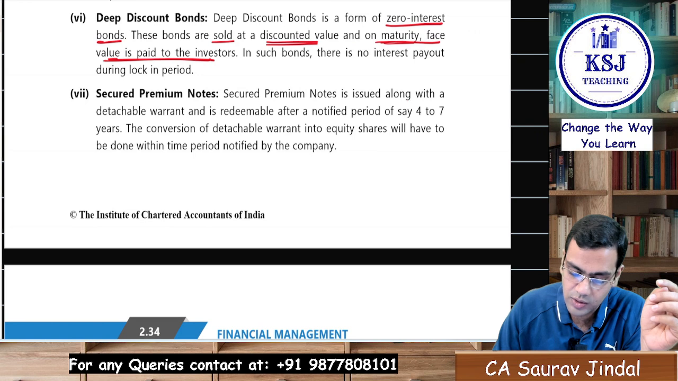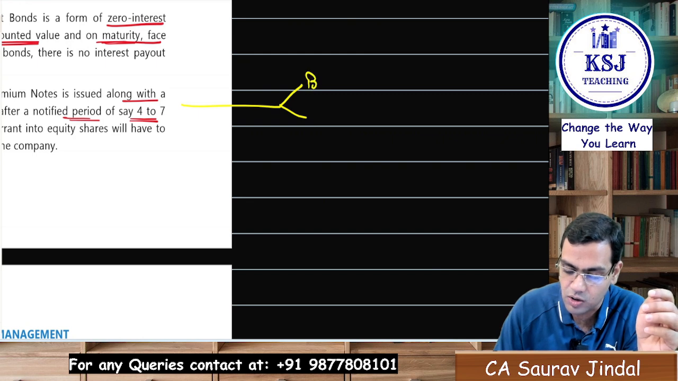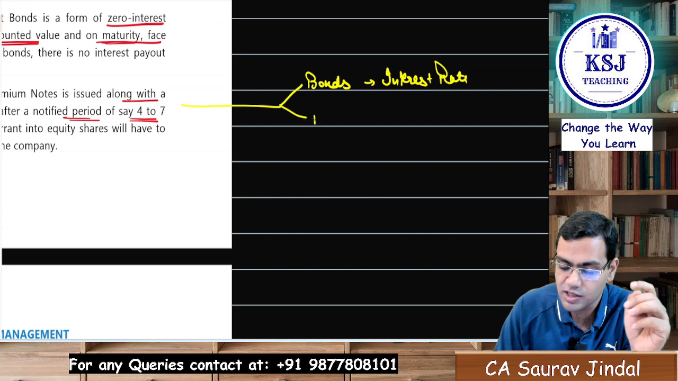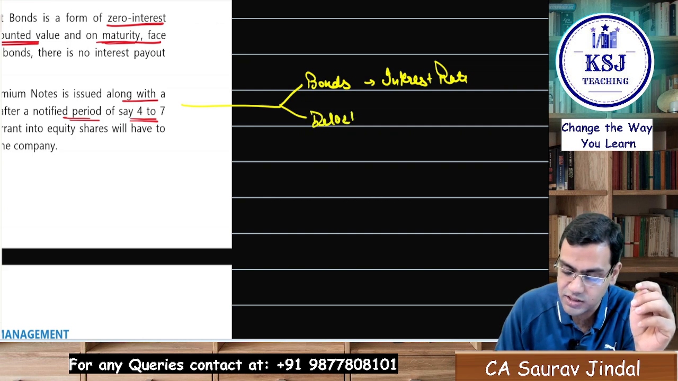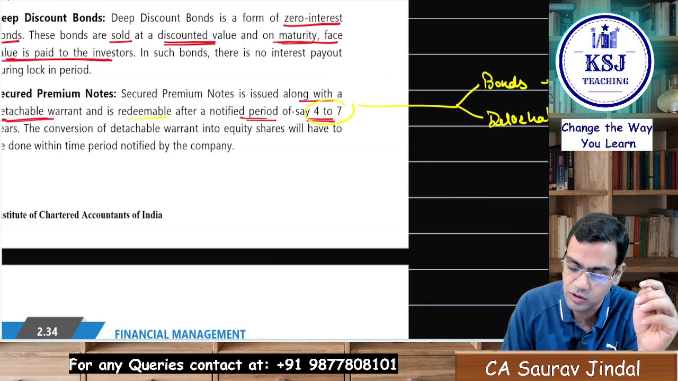They are issued along with the detachable warrant and are redeemable after a notified period of, say, 4 to 7 years. These secured premium notes have two things. One, they are in the nature of bonds, carrying a fixed interest rate. Second, they have a detachable warrant. What is a detachable warrant? It applies when they are going to be redeemed after 4 to 7 years.